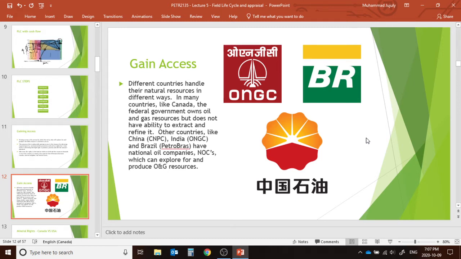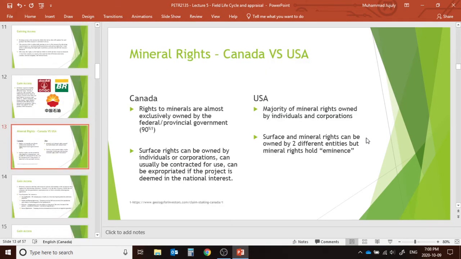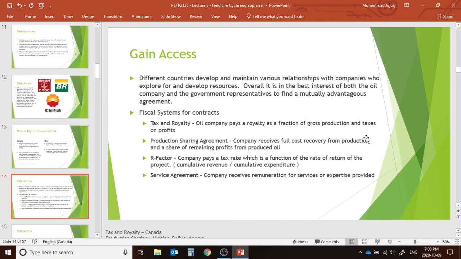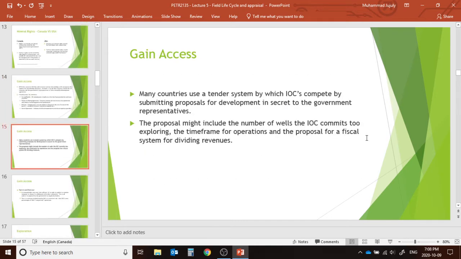And the Russian one is Gazprom. Gazprom is the Russian. So there are many NOCs actually in here. So mineral rights, you already know what the differences are, and from US and Canada, we have gone through every one of these, and gaining access, we know.